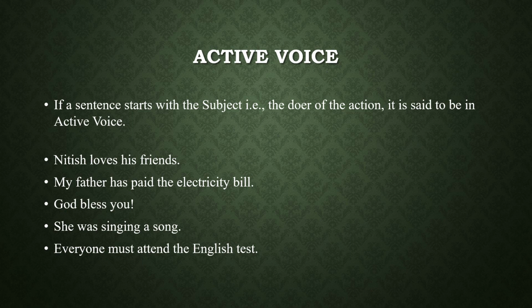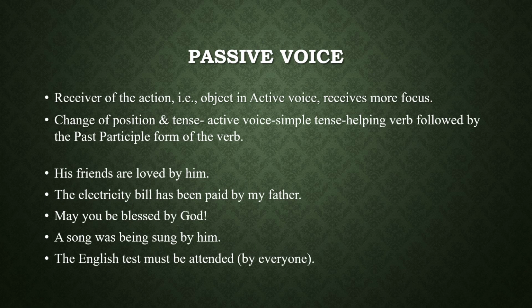And the final one, everyone, is the subject and the doer of the action in this sentence, and English test is the kind of object or receiver of the action in this sentence. Passive voice. In a passive voice sentence, the receiver of the action or the object of the active voice sentence gets more focused. Also, when we convert an active voice sentence into its passive voice counterpart, two changes take place.